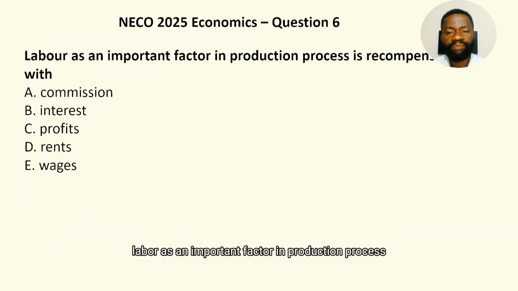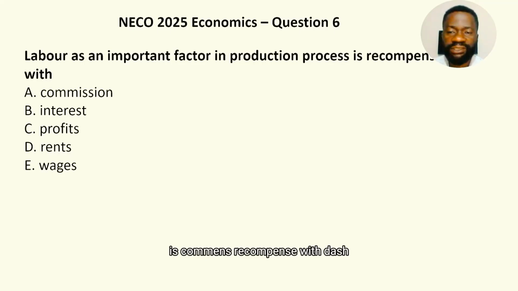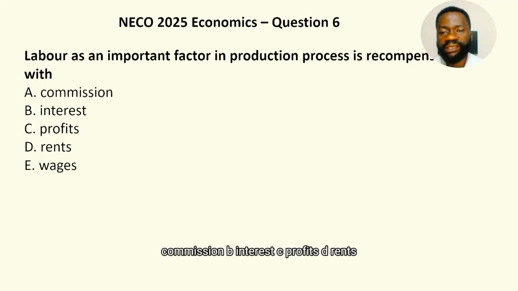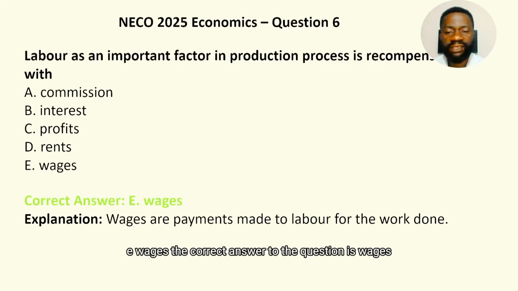Labor as an important factor in production process is recompensed with dash. A. Commission. B. Interest. C. Profit. D. Rent. E. Wages. The correct answer to the question is wages.